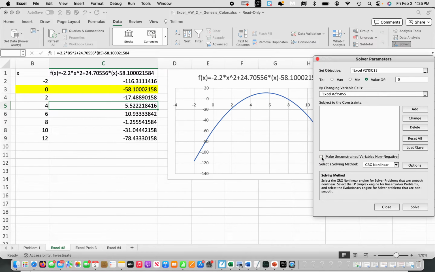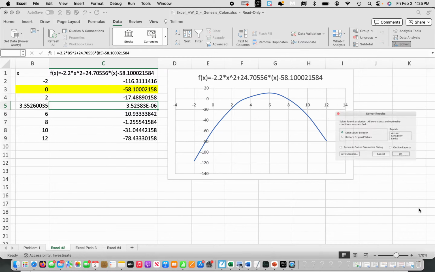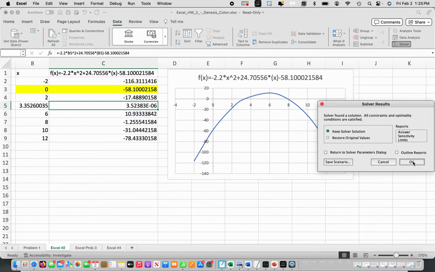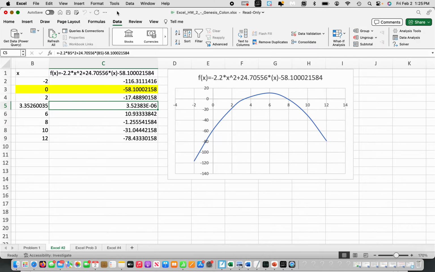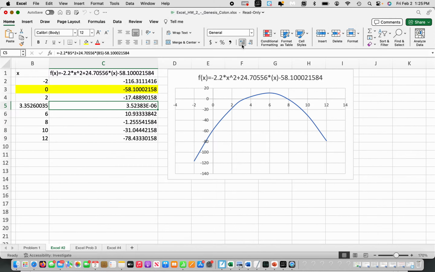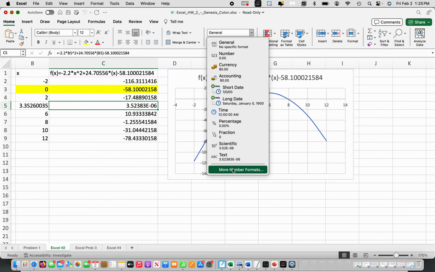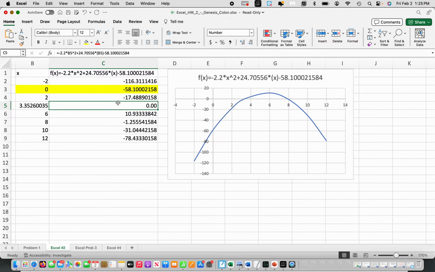I want to unclick this, click Solve, and then say OK. This is going to give me, then I'm going to format it differently, a very small number in scientific notation, 3.5 times 10 to the negative 6. If I say number notation, you can see that's essentially equal to 0. So that is one of the intercepts, and it happens between 2 and 4 right here.